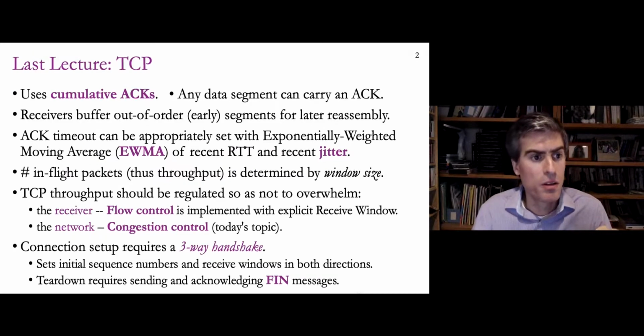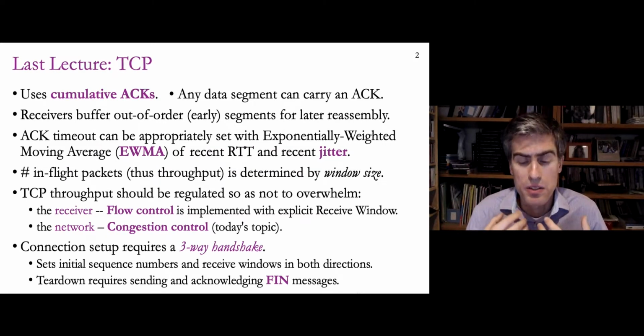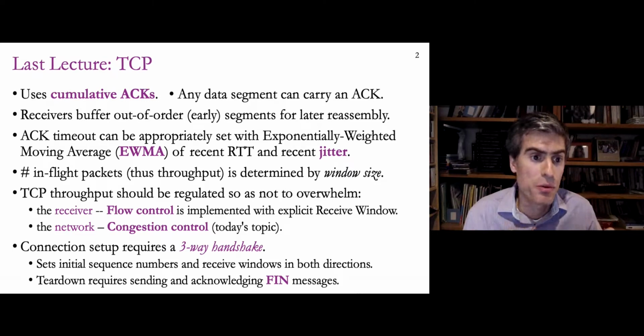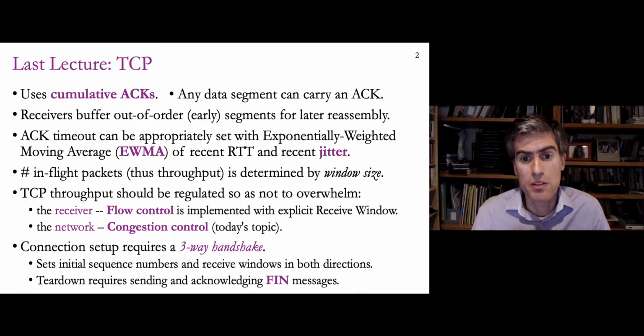In the last lecture we talked about TCP, and this was building off the previous lecture on reliable transport. We saw that in TCP we use cumulative acknowledgements. This, unlike the simpler protocols we saw earlier, any data segment can carry an acknowledgement as part of its headers. Receivers buffer out of order segments for later reassembly, so that was a feature of the selective repeat protocol that we talked about in the lecture before.